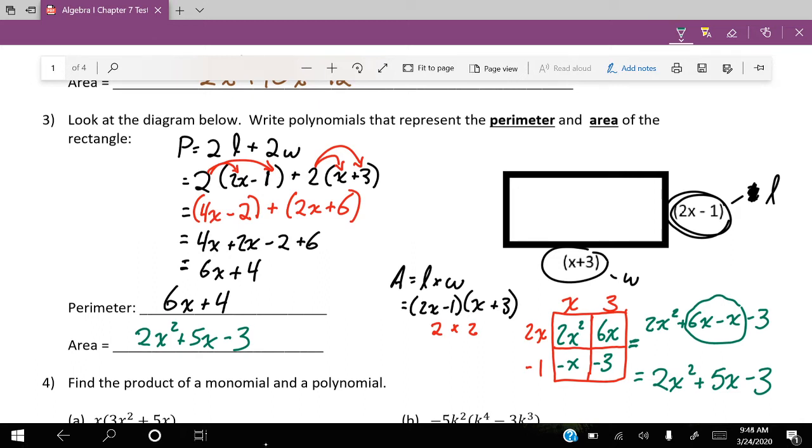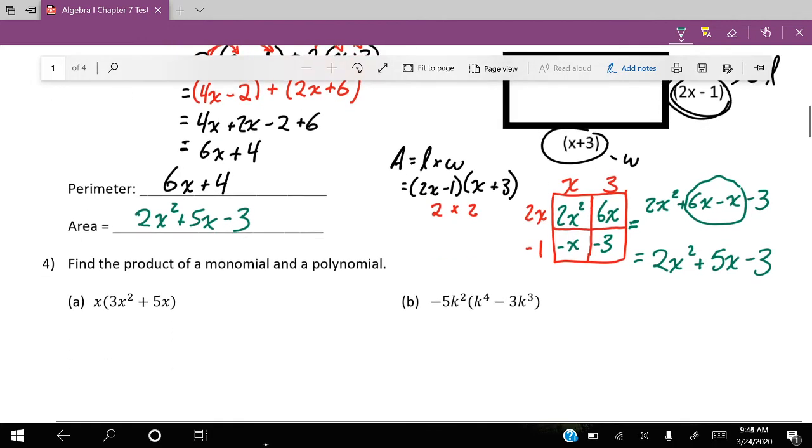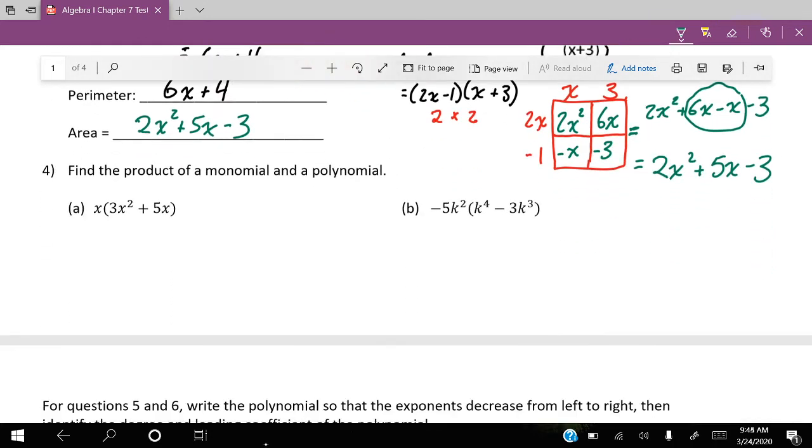Again, I would suggest if you were confused about that, please just go back, rewatch that question, and post your comments or questions. Number 4 is find the product of a monomial and a polynomial. Really what this is asking us to do when we're finding the product is to do the box method. You can also feel free to just distribute the x. That is a little bit harder. I'm going to do the box method simply because that's what I've been doing this entire video.